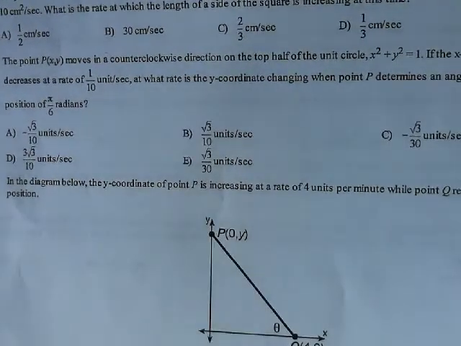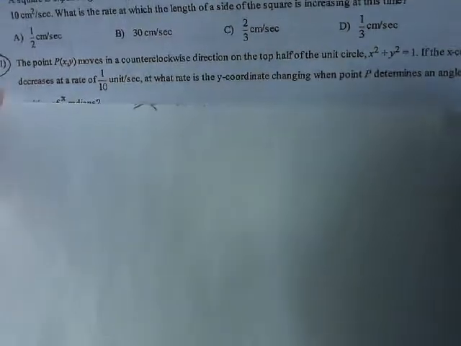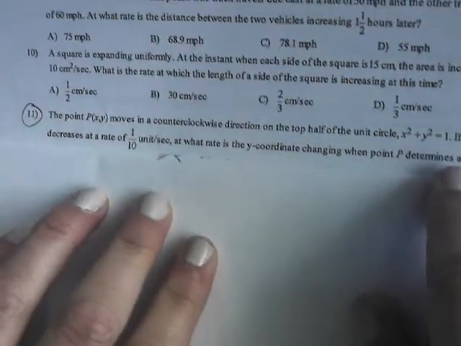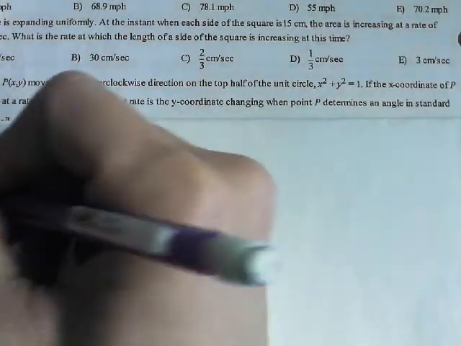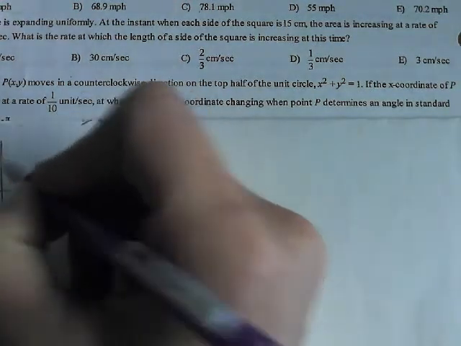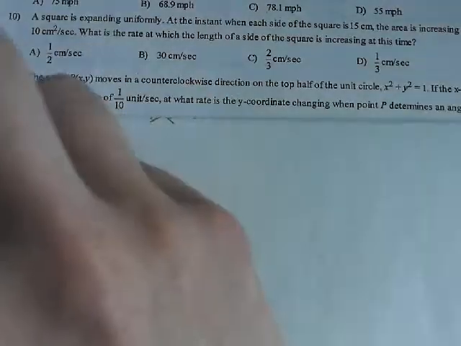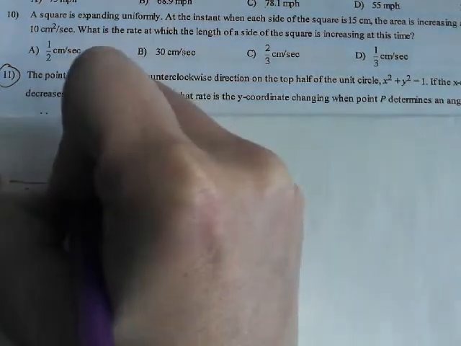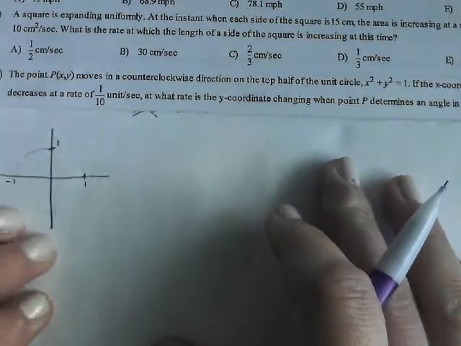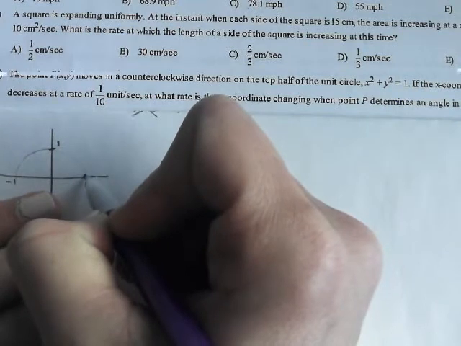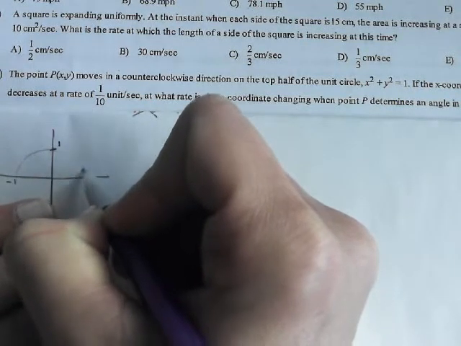So 11 tells us that we have a point moving counterclockwise on the top half of the unit circle, x squared plus y squared equals 1. So I'm going to definitely sketch that. Here's my unit circle, and I'm moving along just the top half of it. So I don't really think I need the bottom half. But this is 1, this is negative 1, this is 1 because it's the unit circle. So I'm moving counterclockwise.